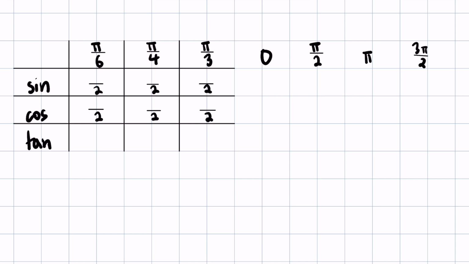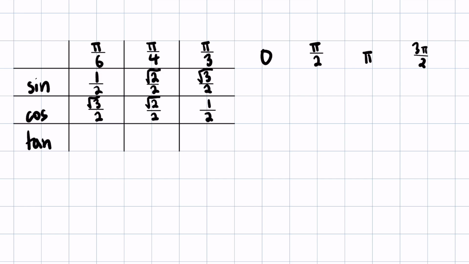And basically what you're going to want to do is just count up 1, 2, 3. And then for cosine, you count down 3, 2, 1. And then we square root the numerators. So square root of 1 is just 1. And then square root of 2, square root of 3, then square root of 3, square root of 2, and just 1. And then for tangent, it's just sine over cosine.